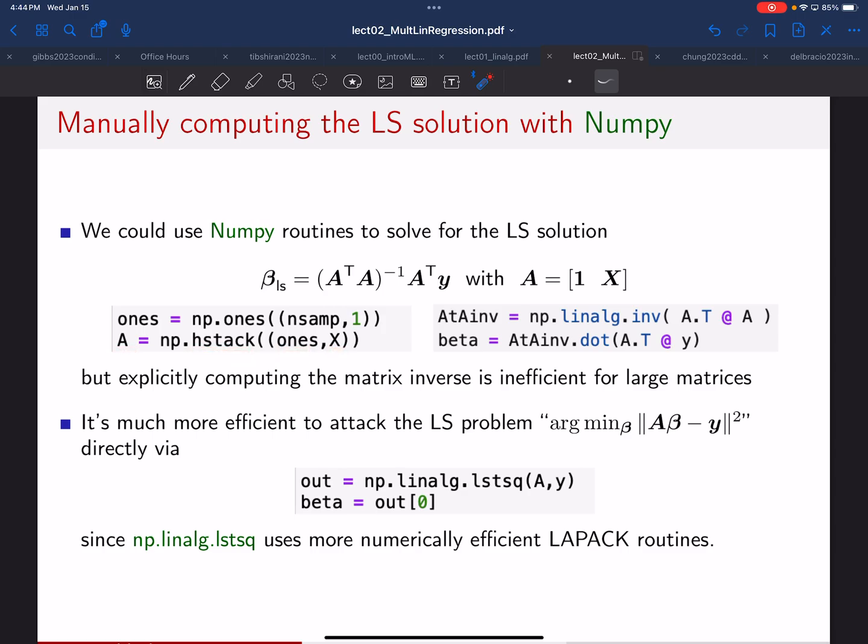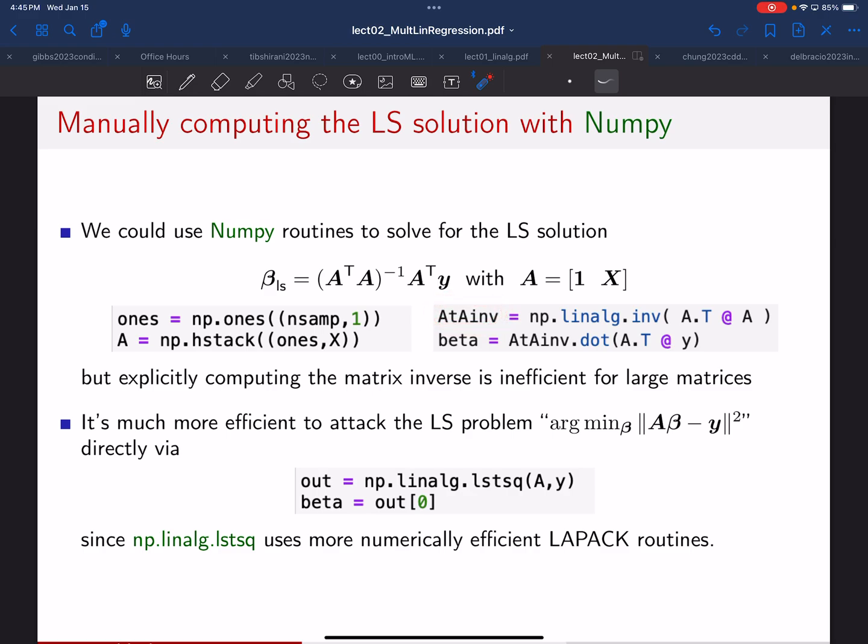And then you could compute A transpose A inverse. Here we have NumPy linear algebra inverse, and in NumPy .T is the transpose, and this at sign is matrix multiply. If you put a star there, which is what you would do in MATLAB, it wouldn't be a matrix multiply, it would be an element-wise multiply. So for matrix multiply, we need the at sign. And that would give us A transpose A inverse.